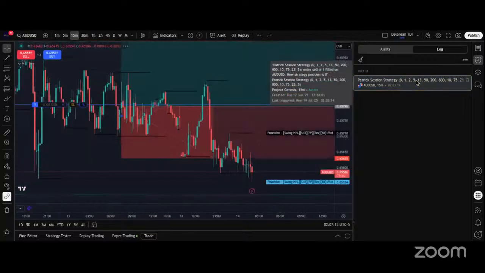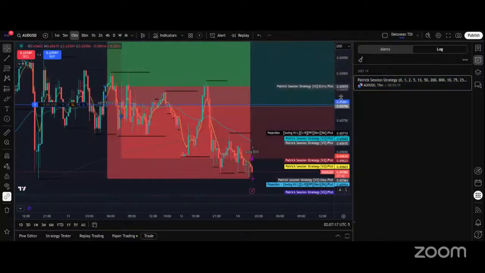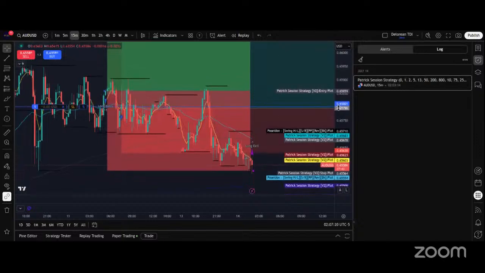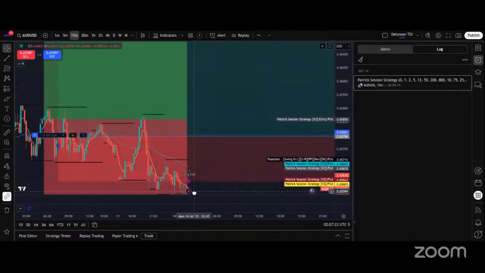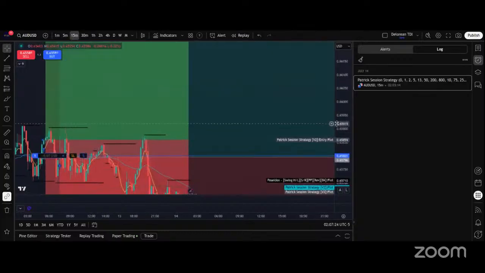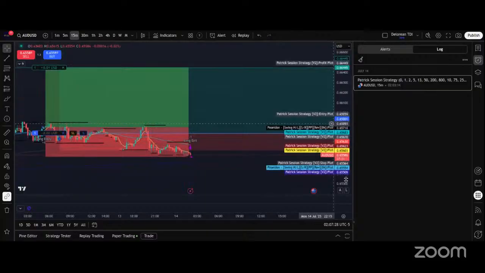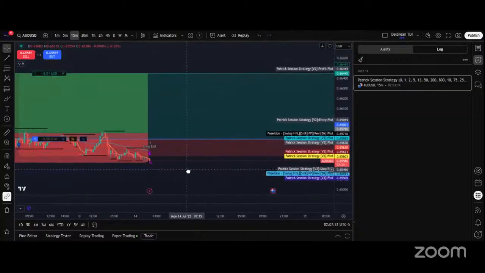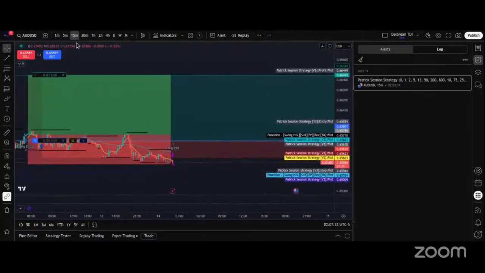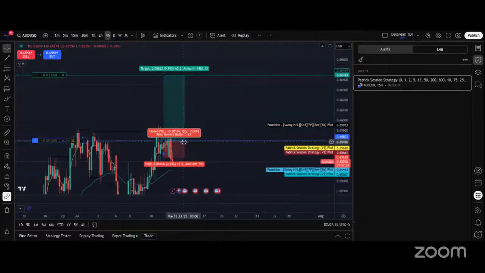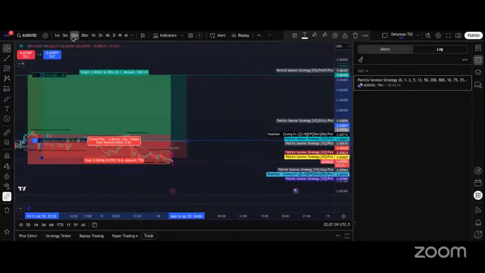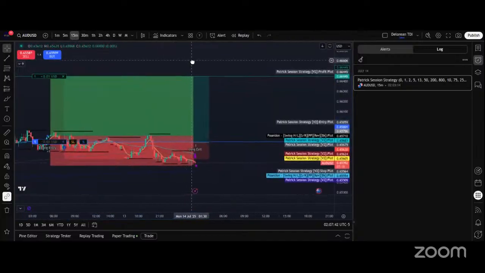And now most recently we have AUD USD. We're in this trade. It appears to have hit stop loss. So we're actually going to re-enter this trade. So we'll go ahead and fix that. We're going to enter this trade at 0.66449.